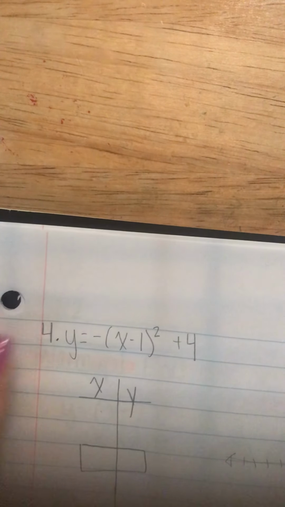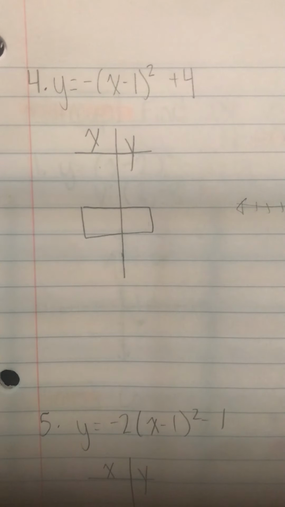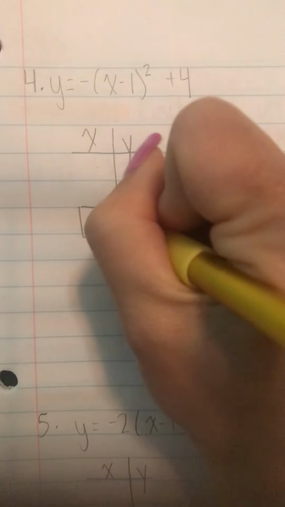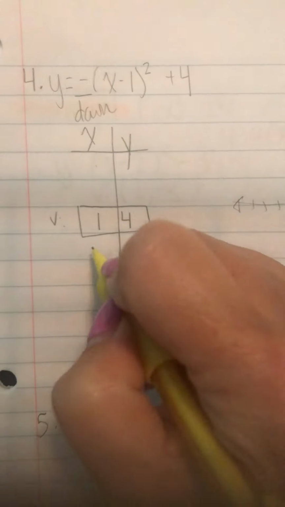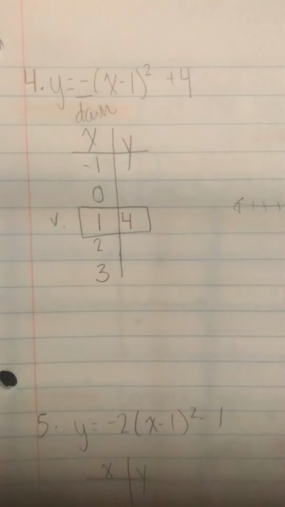Again, this is a good time to pause the video and go ahead and try 4 and 5 because these are pretty easy. My vertex is 1, 4. This time it's going to be opening down because of that negative sign. Now I'm going to pick 2 and 3, and then 0 and -1. Again, I just pick 2 to the left, 2 to the right, make it easy. Now I plug it in to get my y value.